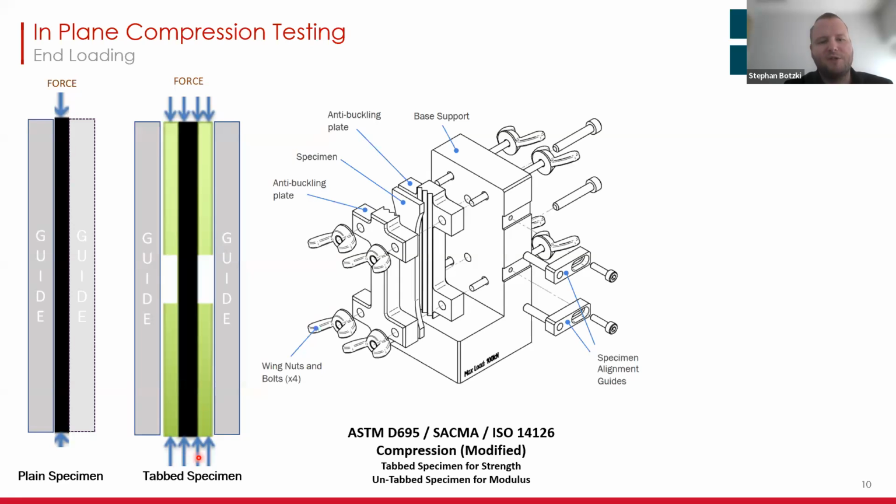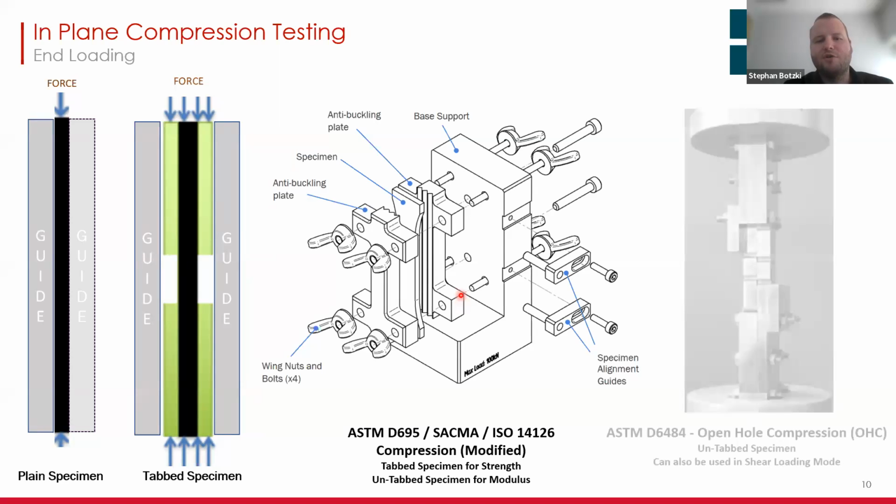It can also be done with tabbed specimens, as you see here. And then there are different jigs that you can use for this. This is a very popular one from the ASTM D695, which is actually a plastic standard, which has been amended over time to also include a little bit on composites. It's also used in an old SACMA standard, or also allowed to be used in the ISO 14126. You can use tabbed specimens to determine the strength of your material. You can use untabbed specimens to determine the modulus of your material.